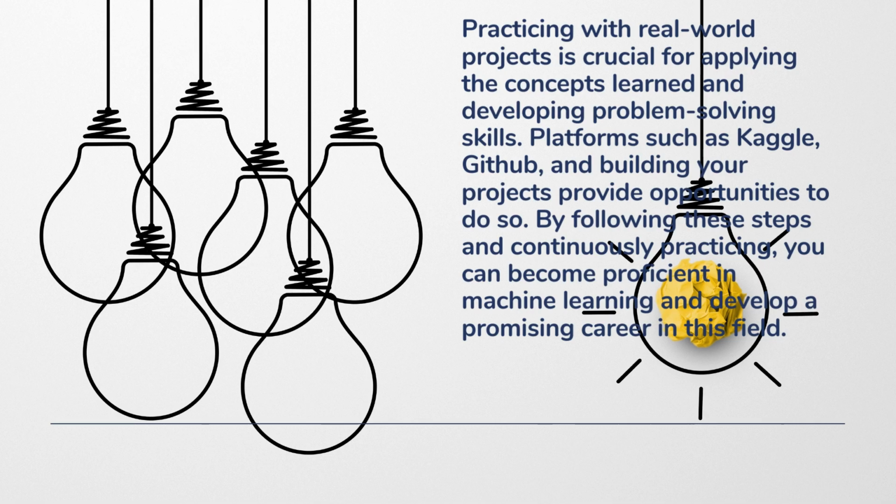Practicing with real-world projects is crucial for applying the concepts learned and developing problem-solving skills. Platforms such as Kaggle, GitHub, and building your projects provide opportunities to do so. By following these steps and continuously practicing, you can become proficient in machine learning and develop a promising career in this field.